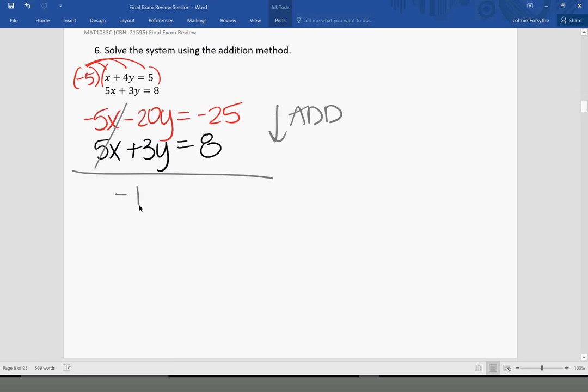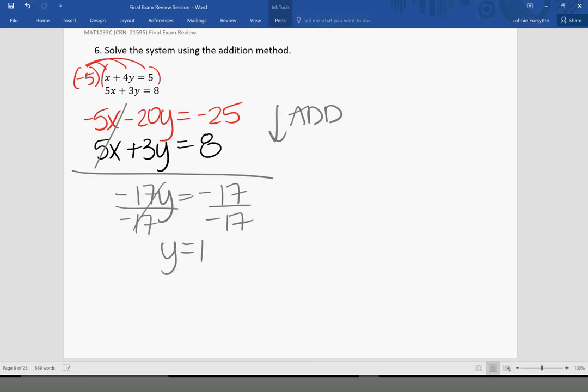It's going to give me -17y, and then equals -25 plus 8, which equals -17. Then to solve for y, I'm going to divide by -17. So y equals +1. Again, that is half of my solution.